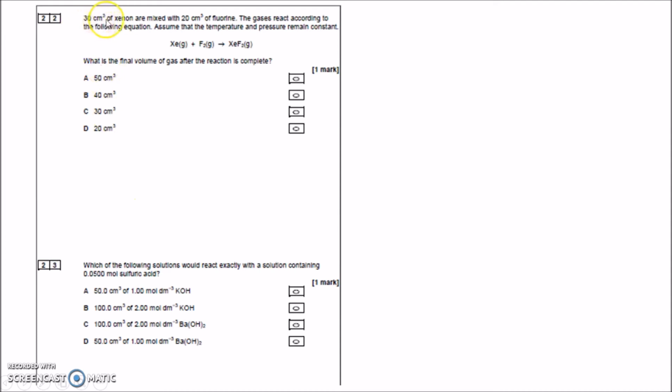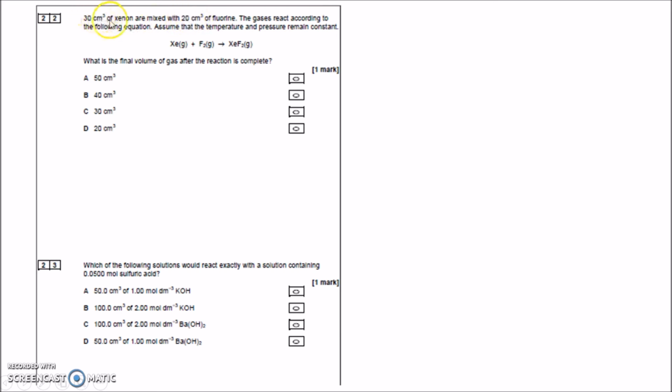Question 22. 30 centimetres cubed of xenon are mixed with 20 centimetres cubed of fluorine. They react like this. 1 mole of xenon reacts with 1 mole of fluorine to make 1 mole of xenon difluoride, XeF2. Now, for gases, volumes can be treated the same as moles.